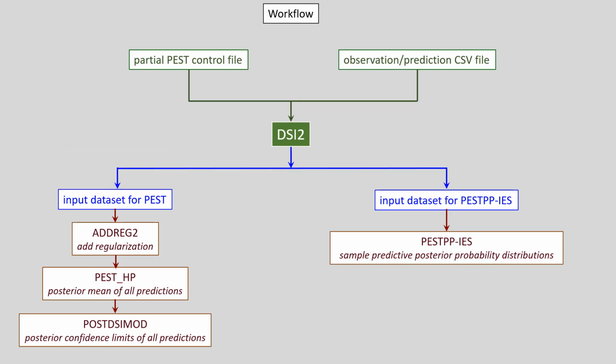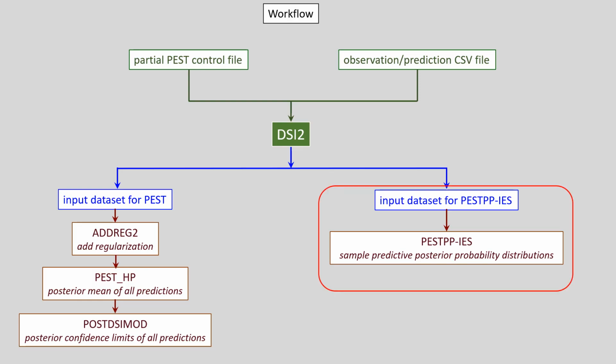So, as I said before, these are all details. When you're using DSI2, you don't have to know all these details. You just simply implement the workflow, of which there are two options available to you. So DSI2 writes all the files necessary for implementation of two different workflows. Let's have a look at the IES trajectory first.